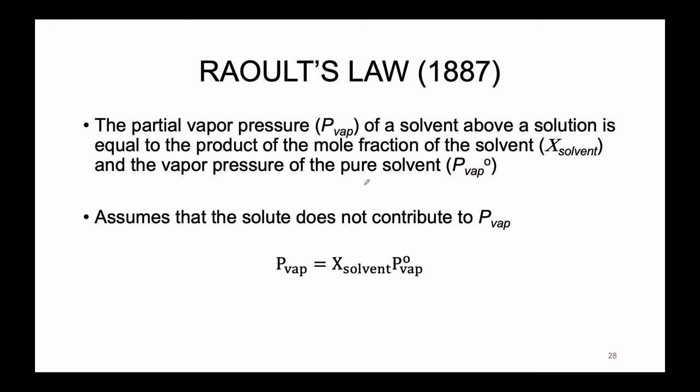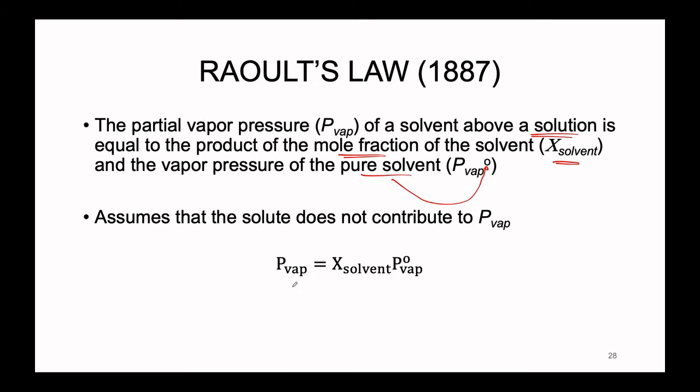And again, a law is a consistent set of experimental observations. The partial vapor pressure, or PVAP, of a solvent above a solution, again, we're looking at this as a colligative property, how does the solvent change as it becomes a solution, is equal to the product of the mole fraction of the solvent, which is represented by variable chi sub solvent, and the vapor pressure of the pure solvent, or PVAP naught, where the naught, again, is what is representing here the pure solvent.